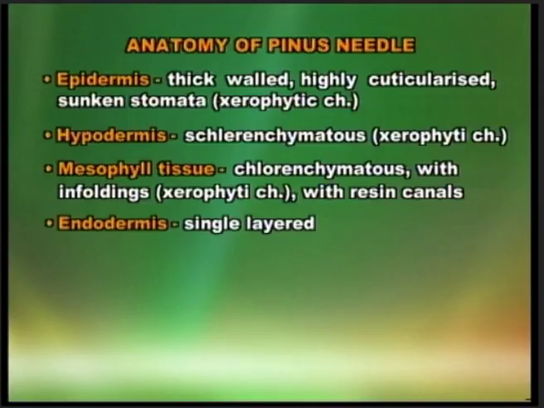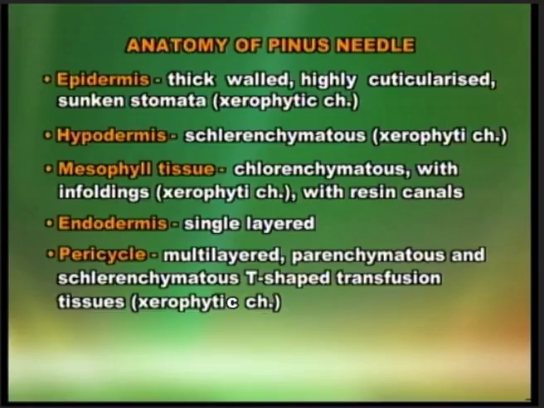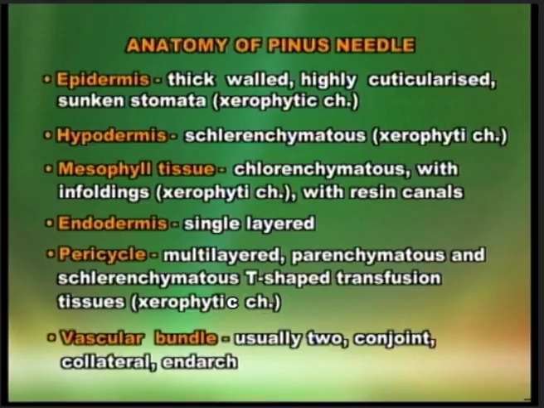Then comes the endodermis, which is single layered, and pericycle, which is multi-layered. But what you find is the sclerenchymatous T-shaped transfusion tissues. It is also a xerophytic character shown in Pinus needle. Vascular bundles are usually two, conjoint, collateral and endarch. This is the structure of Pinus needle.